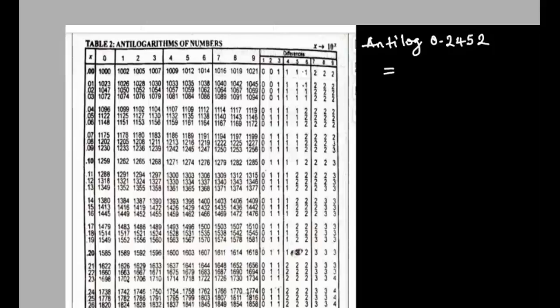Yes. 0.24 under 5 is 1578. It's 1578. 1, 5, 7, 8. That's 0.24 under 5. Now the difference of 2 under 0.24 under 5 is 1578. Then the difference of 2 is just 1.